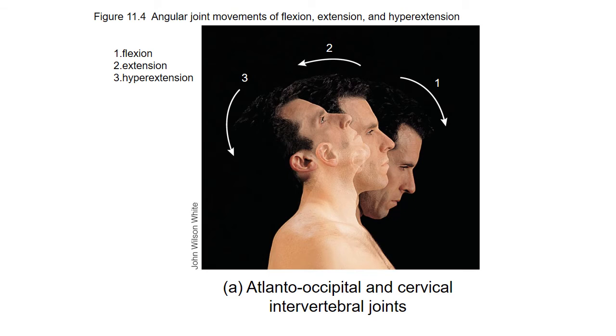Also, here's the Atlanto-Occipital, AO joint, and cervical intervertebral joints. Here's what's happening. Flexion would be bringing your chin forward. Extension is when your head's up and looking straight ahead, and hyperextension is if your head goes back.